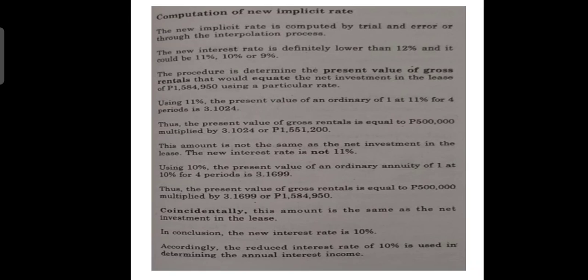Using 10%, the present value of an ordinary annuity of 1 at 10% for 4 periods is 3.1699. Thus, the present value of gross rentals is equal to 500,000 pesos multiplied by 3.1699, or 1,584,950 pesos. Coincidentally, this amount is the same as the net investment in the lease. In conclusion, the new interest rate is 10%. Accordingly, the reduced interest rate of 10% is used in determining the annual interest income.